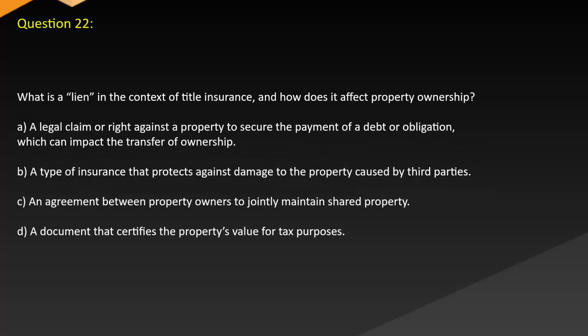Question 22. What is a lien in the context of title insurance and how does it affect property ownership? A. A legal claim or right against a property to secure the payment of a debt or obligation, which can impact the transfer of ownership. B. A type of insurance that protects against damage to the property caused by third parties. C. An agreement between property owners to jointly maintain shared property. D. A document that certifies the property's value for tax purposes.